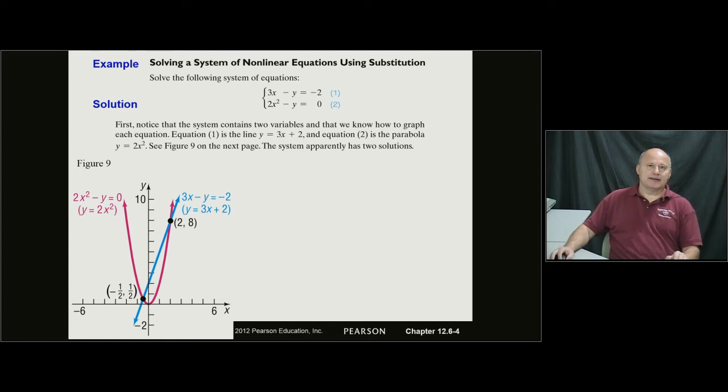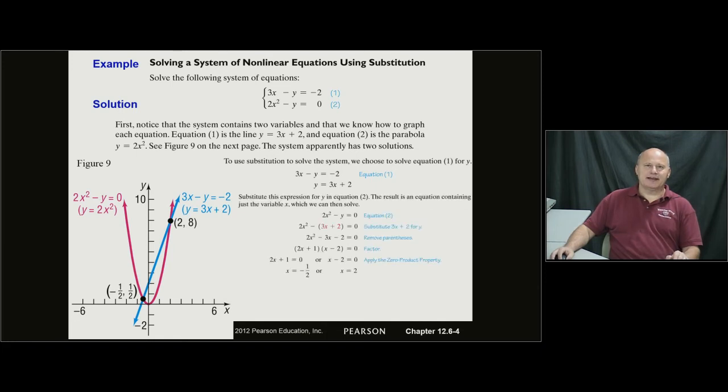So what we're going to be setting out to do is solve this system, and we know the answer should be (2, 8) and (negative 1/2, 1/2). So let's look at this, okay? We're going to use substitution. 3x minus y equals negative 2, so y equals 3x plus 2. All right, so that's the blue one.